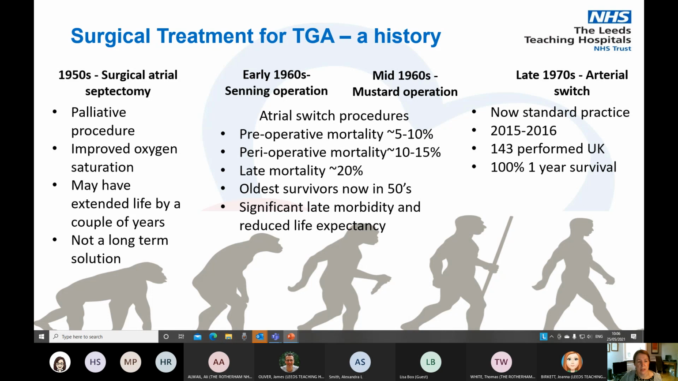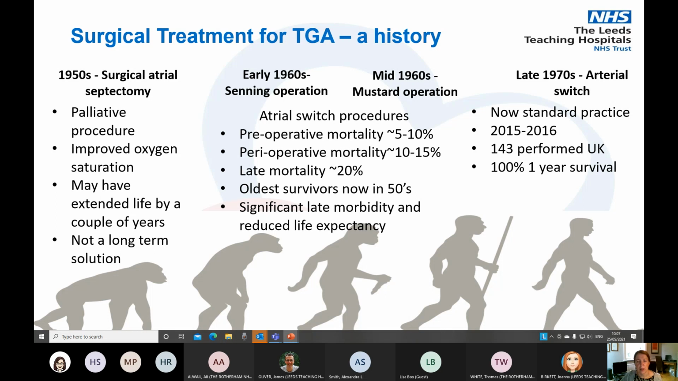And in these kids, it may have extended their life by a couple of years, but they would have been poorly and cyanosed and not very happy, and it was certainly not a long-term solution. In the early 1960s, atrial septectomy was superseded by a procedure called the Senning operation, and that was fairly rapidly followed by one called the Mustard operation.